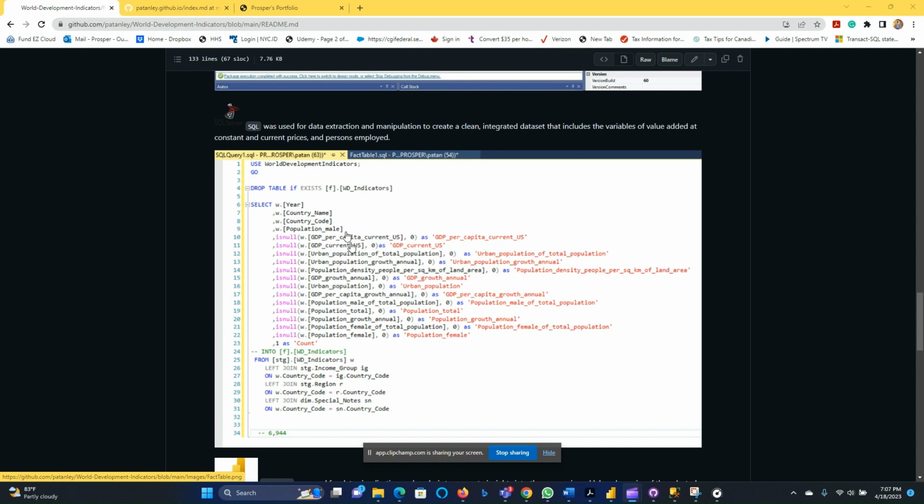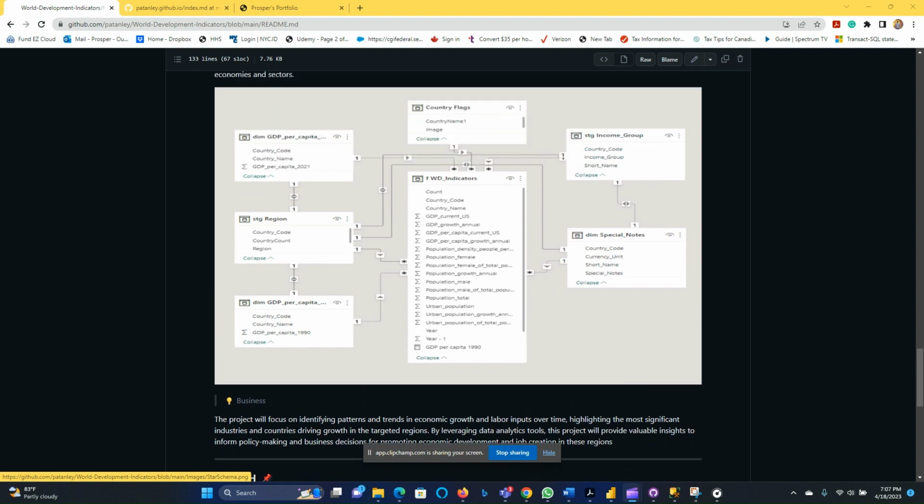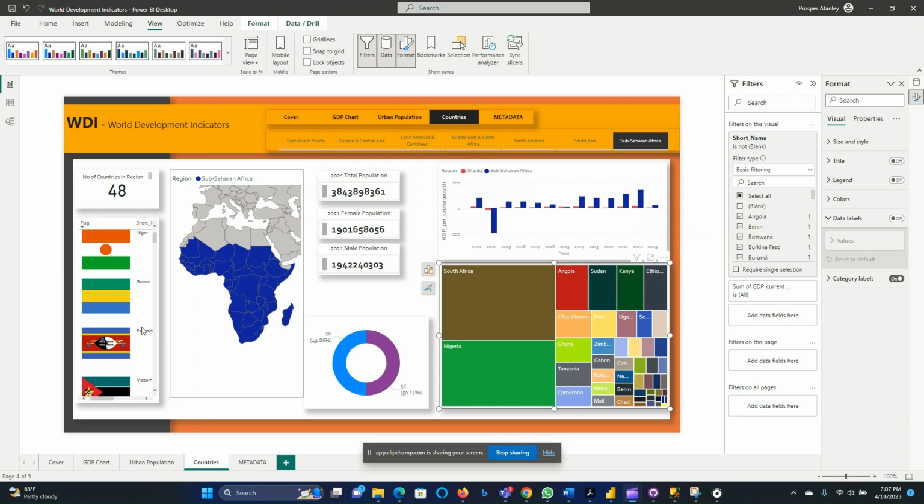So you see the fact table here. You see all my joins, and you see me handling the nulls and cleaning the data basically. Then I moved it into Power BI to create a visualization. And you could see here the star schema for the visualization. Yeah, so we're going to move directly to the Power BI.